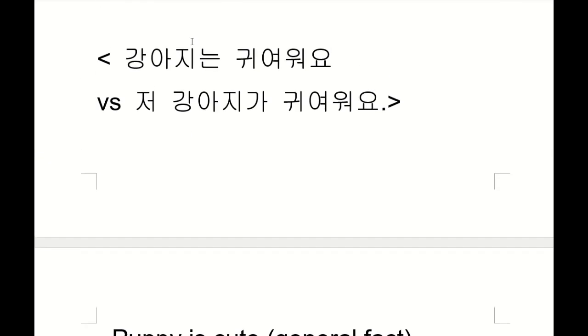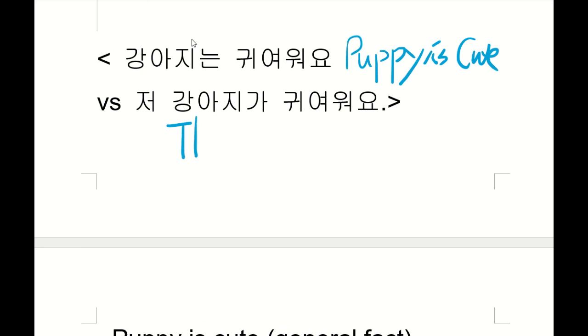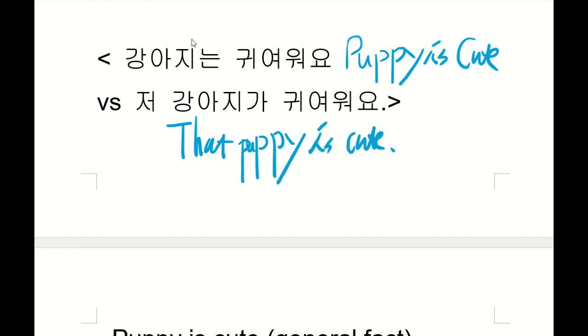Okay. 강아지는 귀여워요. Puppy is cute. And 저 강아지가 귀여워요. That puppy is cute. Okay. So puppy is cute in general. Any puppy, like I've never seen any puppy who is not cute in my life. So it's like a general fact.